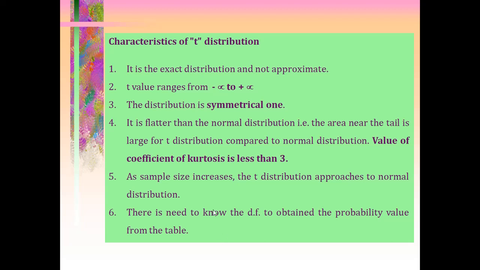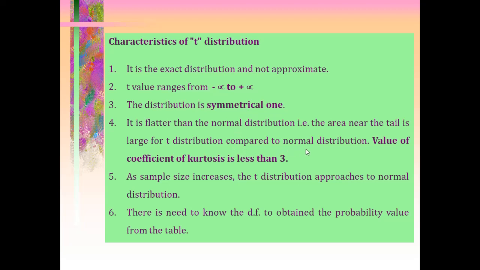Now this t distribution, as I told, was introduced by W.S. Gossett. It has certain properties like our normal distribution. The first characteristic is that it is the exact distribution, not an approximate distribution. That means it has a specific shape, just like the normal distribution. Its value, when we calculate, ranges between minus infinity and infinity, and it is a symmetrical distribution. That means the shape is symmetrical.